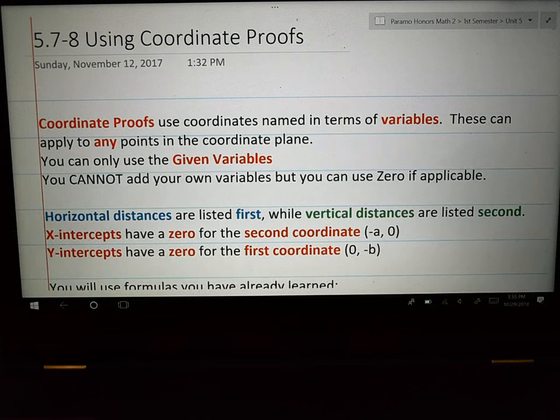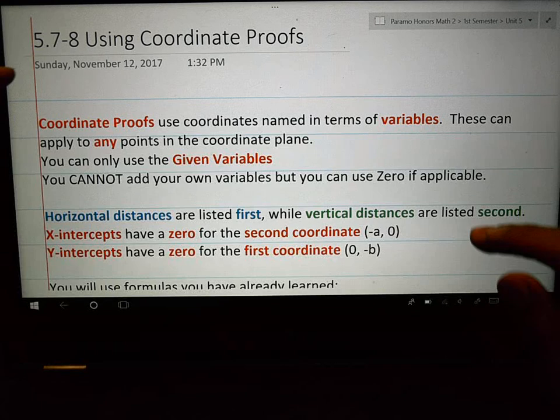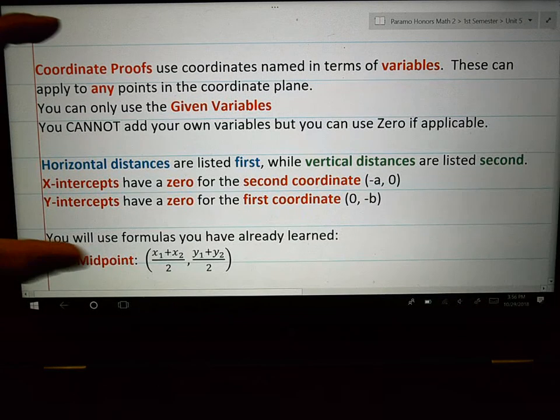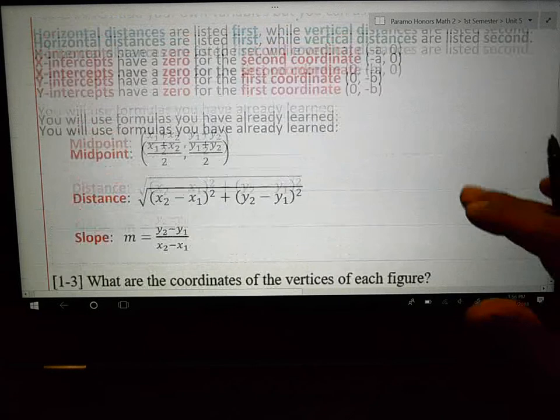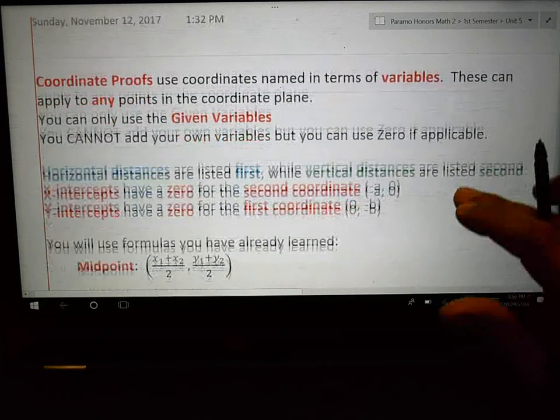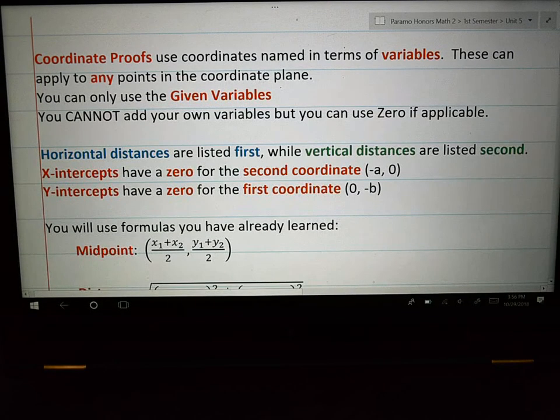These are the notes for 5.7-8 using coordinate proofs for Honors Math 2. What we have today, we have this much, and then the rest are examples. So let's go ahead and get to right about here, and let's have the substitute teacher press enter now.